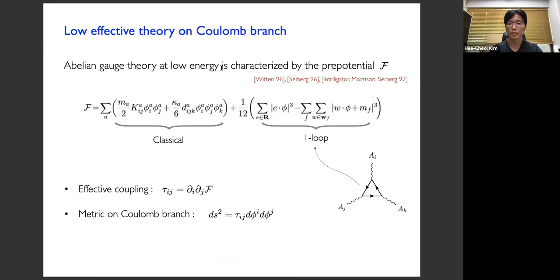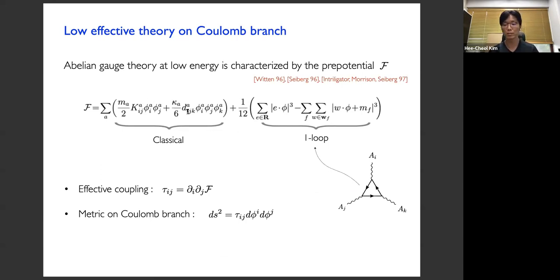So on the Coulomb branch, we can integrate out all the charged matter. Then at low energy, the theories will become abelian gauge theories with interactions characterized by the so-called prepotential. The prepotential takes the following expression. It's a cubic polynomial in the Coulomb branch parameter and also the flavor mass parameter. And more importantly, it's one-loop exact. So for a given gauge theory, we can exactly compute this prepotential.